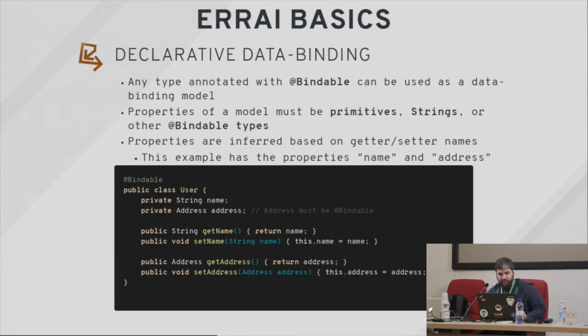And another restriction on bindable types that's enforced at compile time is that every property of your model needs to also be bindable. So standard types like primitives and strings, and even some other common types like Java util date are all by default bindable. But if you have a field like address, then you would need to make sure that that type is annotated bindable as well. Otherwise, that would fail at compile time.